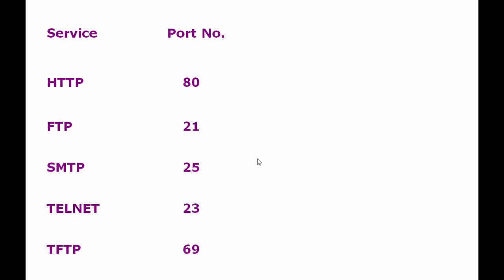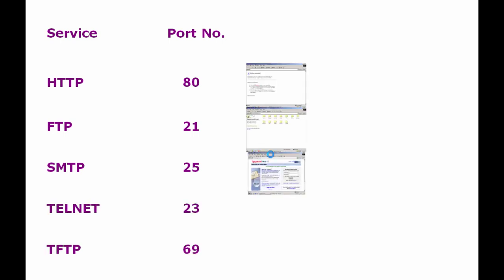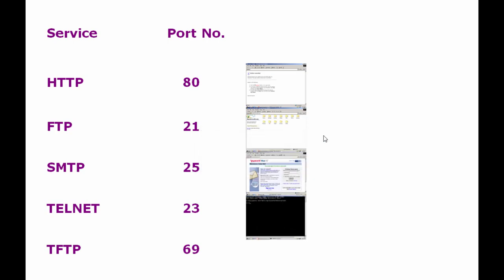The application layer is used to provide networking services directly to the user, and there are many examples like HTTP, FTP, SMTP and Telnet. HTTP port number is 80, FTP port number is 21, SMTP port number is 25, which is used for mail transfer. Telnet uses 23, and TFTP is Trivial File Transfer Protocol. So this is all about the application layer.